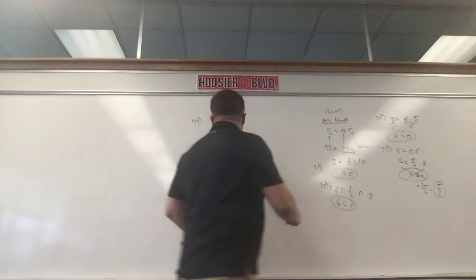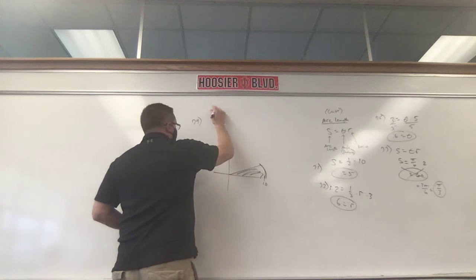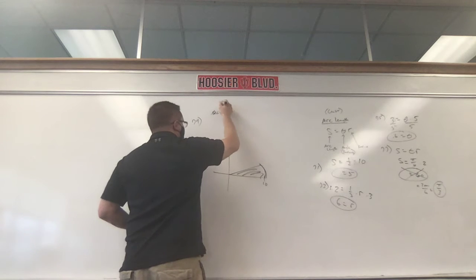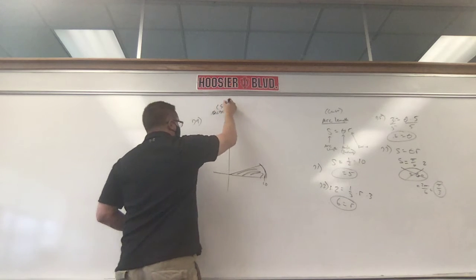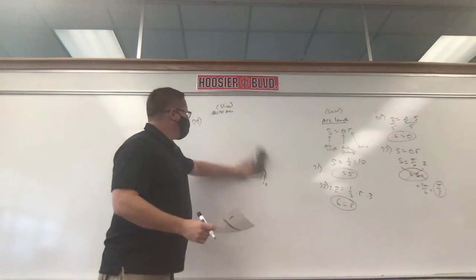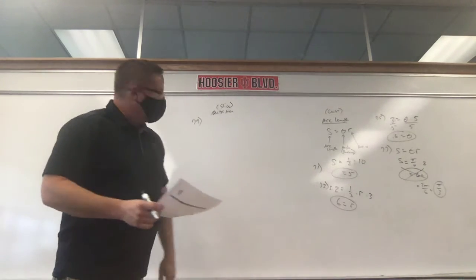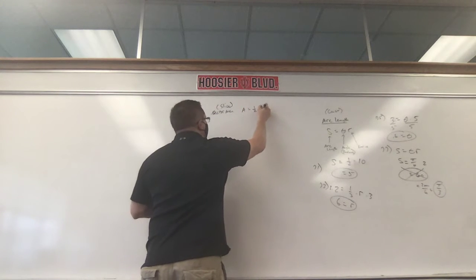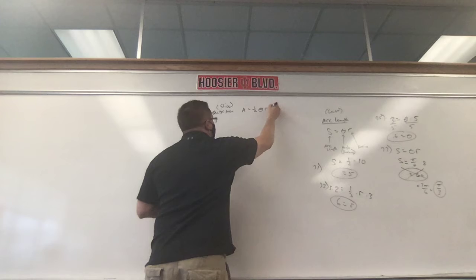Okay? So let's jot this down. Sector area, and I'm going to put slice. The actual slice. How big of a slice of pizza is it? Okay? So arc length is how big the crust is. Sector area is how big a slice is. And A equals 1/2 theta r squared.